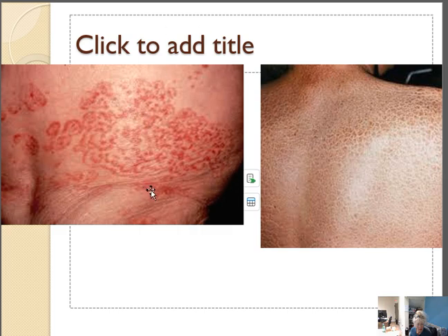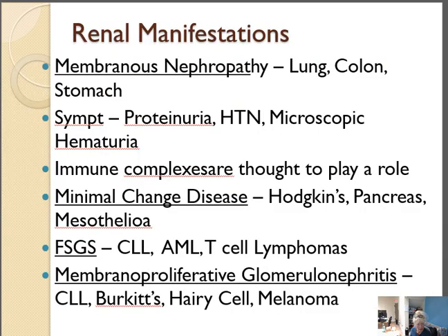And so here you see some paraneoplastic syndromes. This is your adenocarcinoma syndrome, seborrheic keratosis that multiplies. So in membranous nephropathy of the kidney, renal manifestations may be a sign of lung, colon, or stomach cancer. So proteinuria can be a symptom of hypertension and macroscopic hematuria. Immune complexes can play a role. Minimal change can be seen in Hodgkin's and pancreatic cancer as well as mesothelioma.